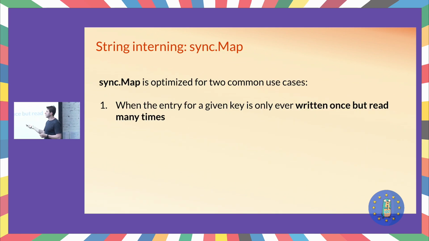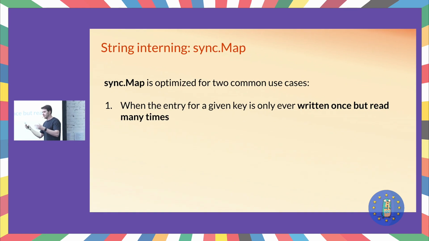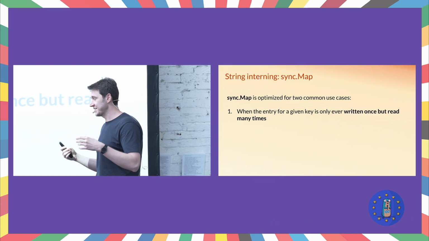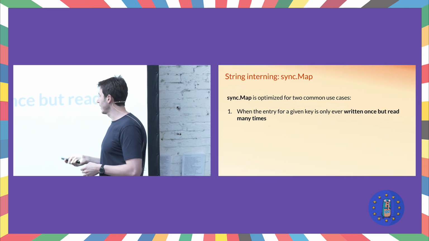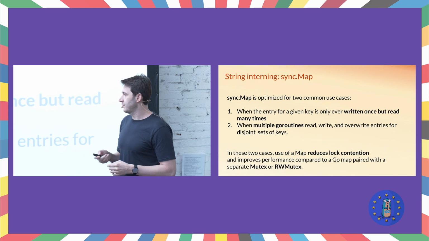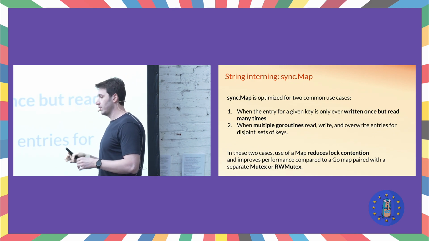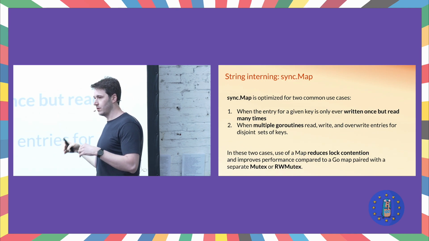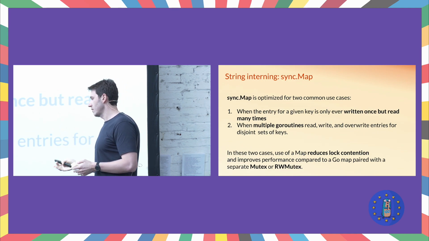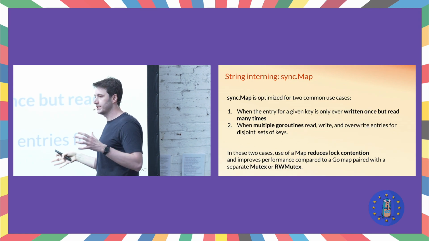What do the Go docs say about sync.Map? Well, they recommend using it when you write an entry once but read it many times. Basically, this means use sync.Map when you expect a high cache hit rate. If you expect a high cache hit rate, it will work really well for you. And it is also optimized for concurrent access from multiple Go routines. So it will outperform a standard hash map with a lock on multi-core systems.